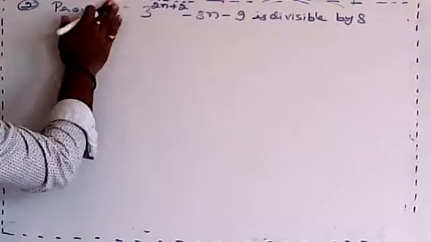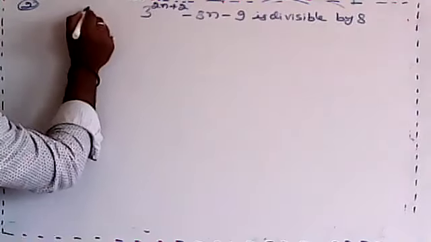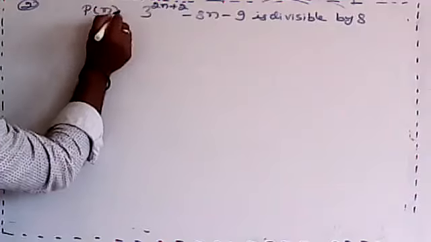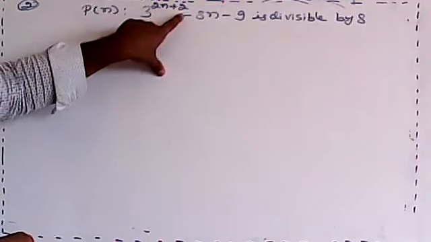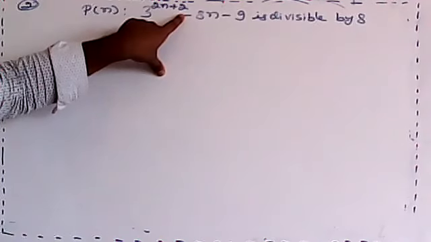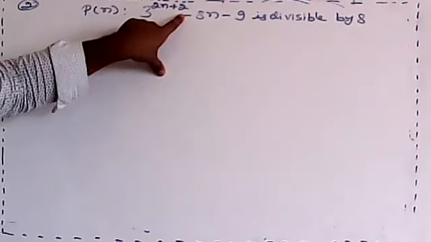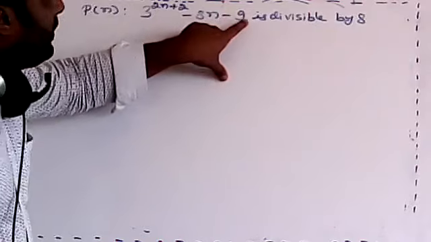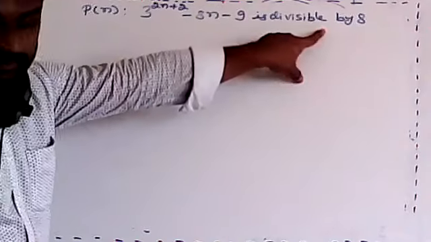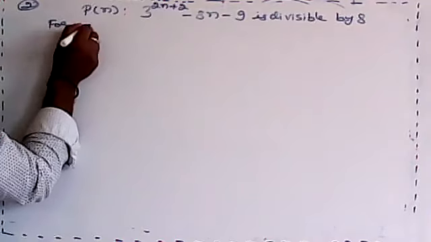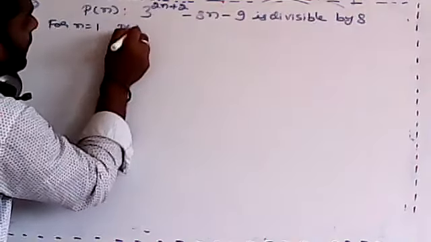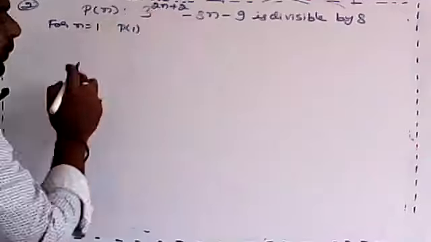First we have to take this as P of n. Correct or not? Here only I am taking that one. P of n is 3 to the power of 2n plus 2 minus 8n minus 9 is divisible by 8. Okay. So next, for n is equal to 1, P of 1 is what? If you put 1 here, what do we get as the answer?